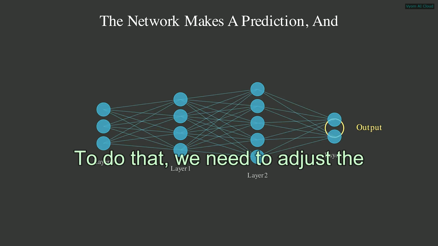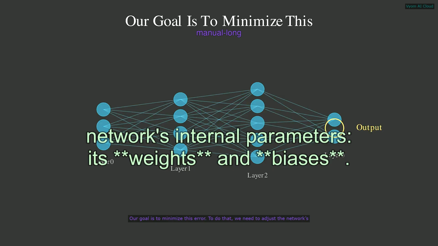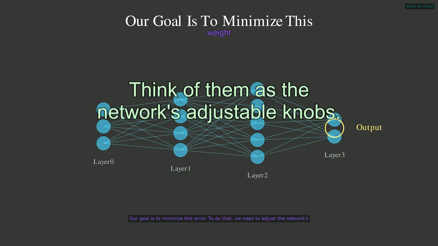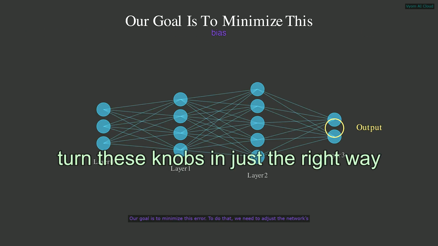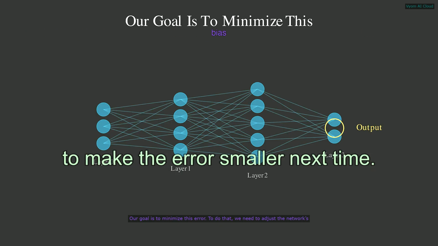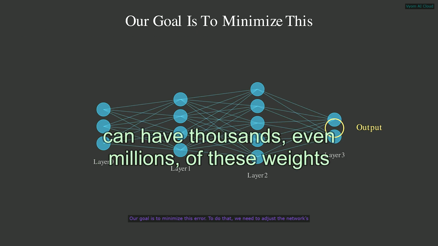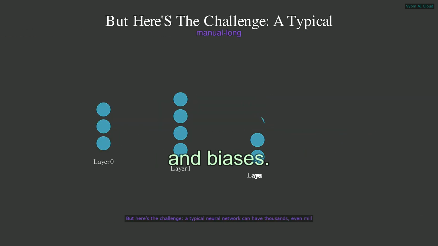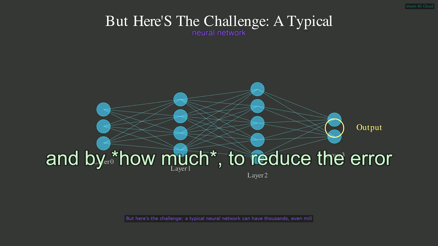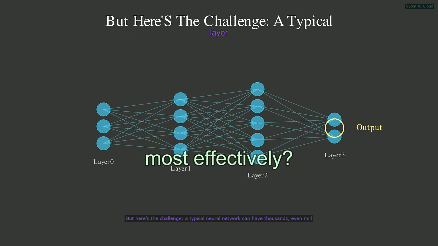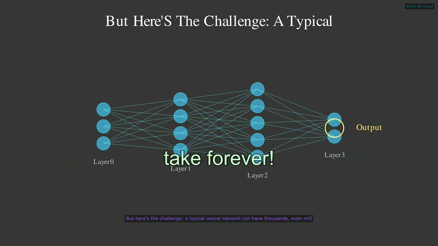To do that, we need to adjust the network's internal parameters, its weights and biases. Think of them as the network's adjustable knobs. If the prediction is wrong, we need to turn these knobs in just the right way to make the error smaller next time. But here's the challenge: a typical neural network can have thousands, even millions, of these weights and biases. How do we know which knob to turn, and by how much, to reduce the error most effectively? We can't just randomly tweak them; that would take forever.